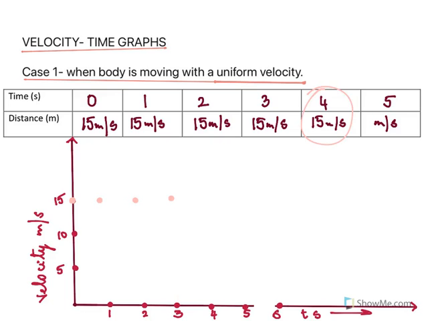Then we go to 4 seconds, 15. So this is now 4 seconds, 15. And now 5 seconds, also 15. If we join these points, we get a straight line. So this is the graph of a body in uniform velocity.